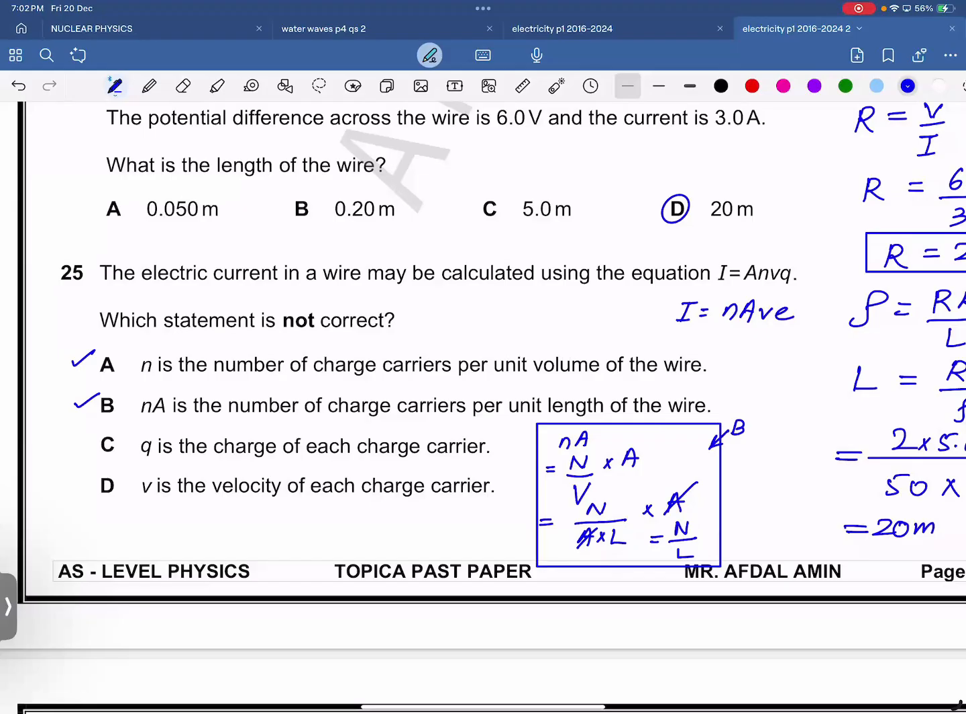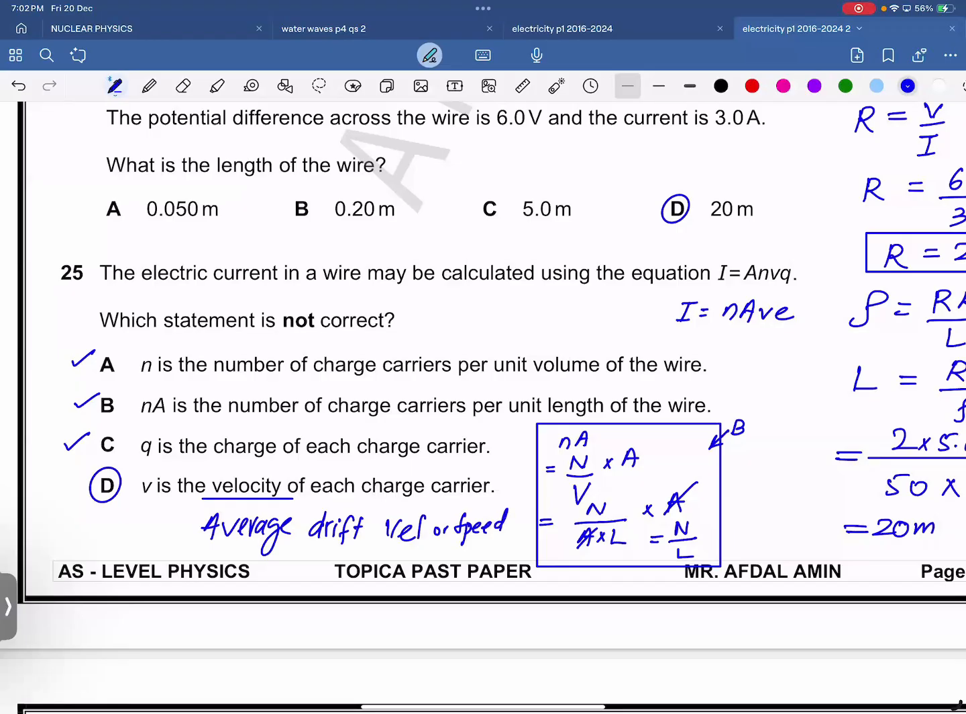Now let's go for C, my dear students. C is Q is the charge on each carrier. Also correct. V is the velocity of charge. No, it is average drift velocity or average drift speed. My dear, no, it's not velocity. Who told you it is velocity? It is the drift velocity, which is mean velocity. Please don't mix it up. The reason, my dear, it should be what? Average drift velocity or speed.